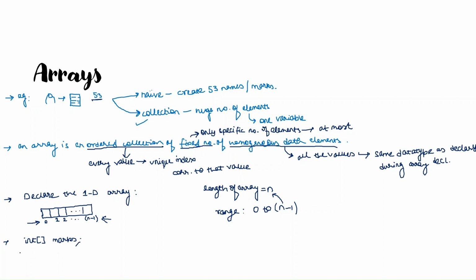Now you have already declared a 1D array, but the compiler is like, bro, what is the size of this array? Or how many elements are you going to store in this particular marks array? So for this example, since we have taken 53, we would be specifying 53. So when we are initializing an array, it's something like this.